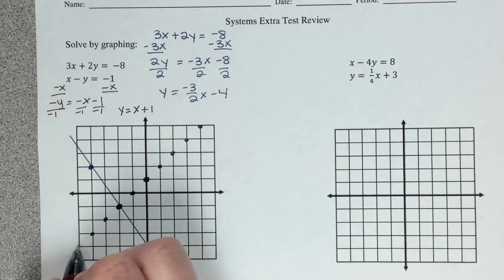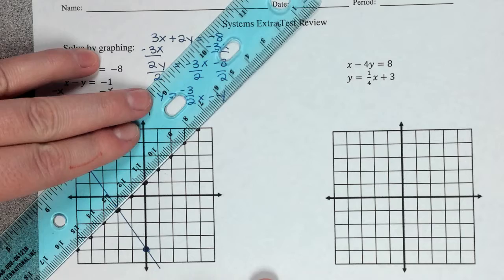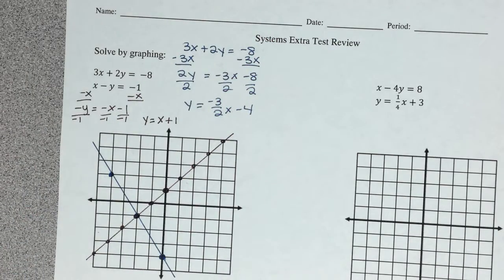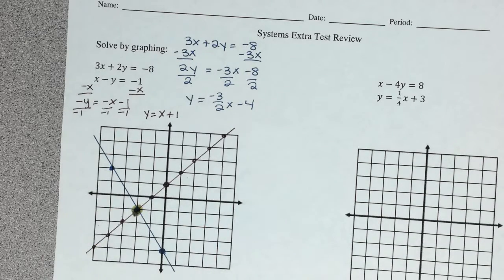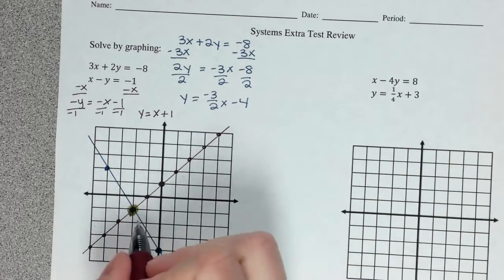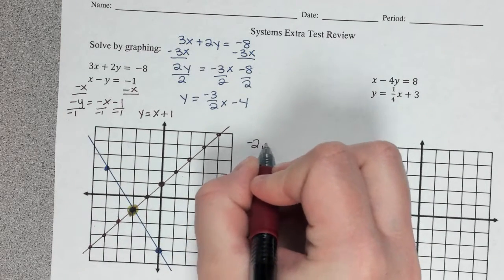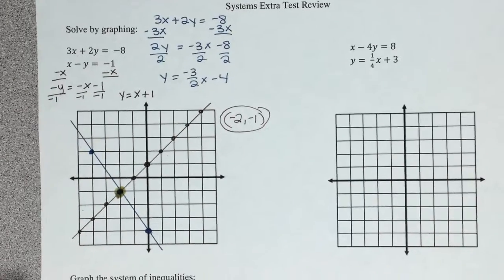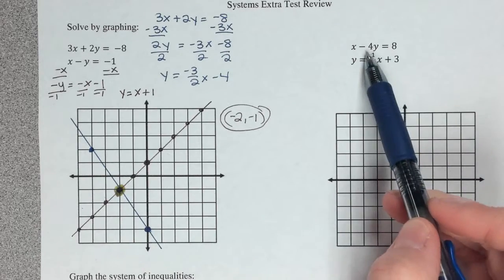And you can see we just plotted the solution. I'm going to highlight it for you. Right where they both cross. So right here. And so we need to find the value of that ordered pair. And the value of that ordered pair is negative 2, negative 1. There's your solution. Okay. We're going to do the same thing on the next problem.